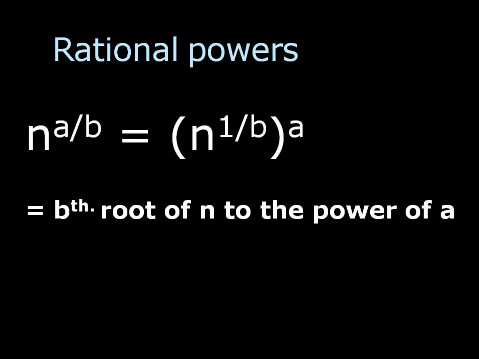So in general, n to the power of a over b is n to the power of 1 over b, to the power of a. In other words, to work it out, we find the bth root of n, and then we raise that to the power of a.